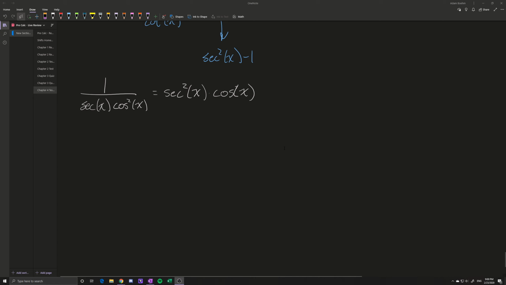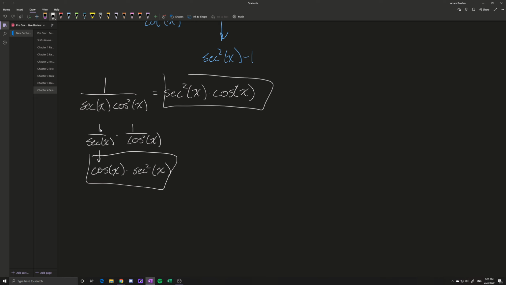All right. This one actually is decently easy. I'm going to separate this left-hand side into 1 over secant of x times 1 over cosine squared of x. You should know from the identities that 1 over secant is just cosine, and 1 over cosine is secant. And because it's squared, that squared follows it. So you just get cosine of x times secant squared of x. Because these two are equal, we did it.